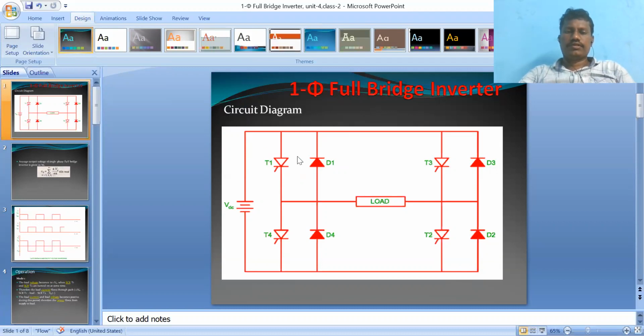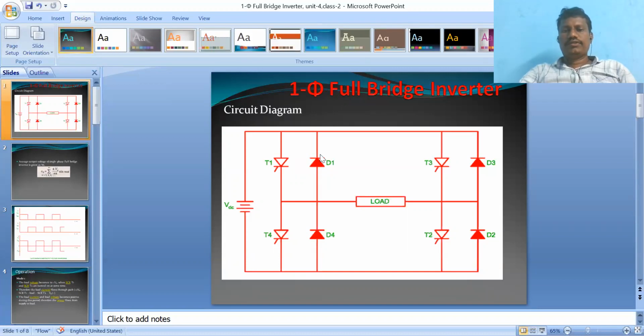Single phase full bridge inverter. Full bridge means there are 4 thyristors T1, T2, T3, T4, 4 diodes D1, D2, D3, D4, and here the load is connected. It is plus minus or minus plus. Depending upon the conduction, depending upon the carrying path given to T1, T2 or T3, T4, due to those conditions the voltage is positive or negative.